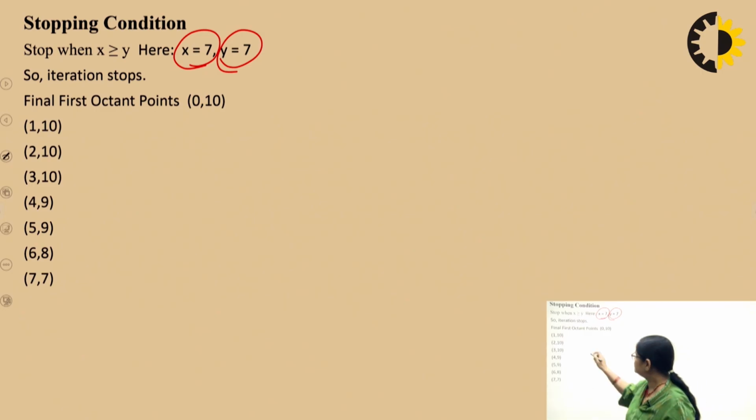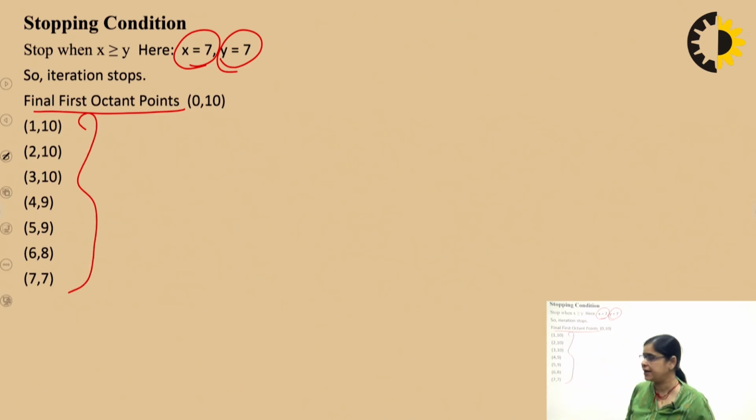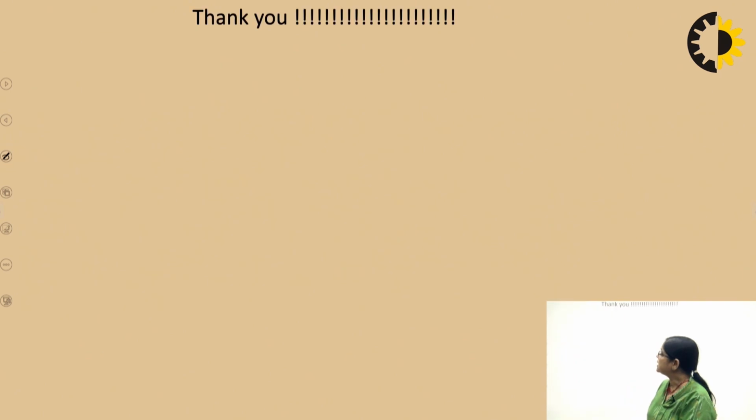For the final first octant, starting from 0, 10, these are the points I have found, and this is how it is drawn. So this is the first octant. That is all about the midpoint circle algorithm. Hope you have understood it. So thank you all for this presentation. Thank you.